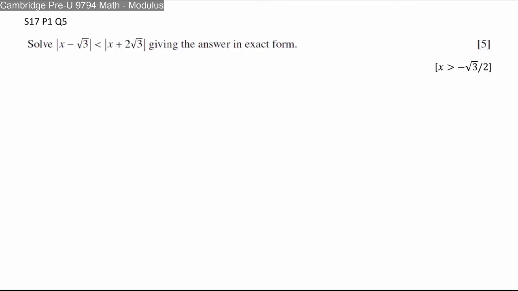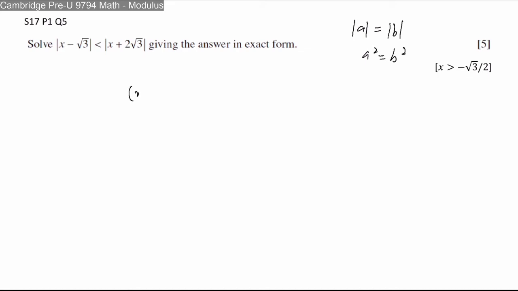Next one. So solve this inequality, giving the answer in exact form. Whenever we have two sides, no matter whether it's an equation or inequality, if both sides have modulus, we can actually square both sides. This doesn't apply to the equation or the inequality that only has one side, which we'll look at later. So for this kind of question, it is always safe to square both sides and solve it. Then we don't have to worry about whether the answer is valid or not. Because we have two sides with modulus, it is always safe to square both sides.